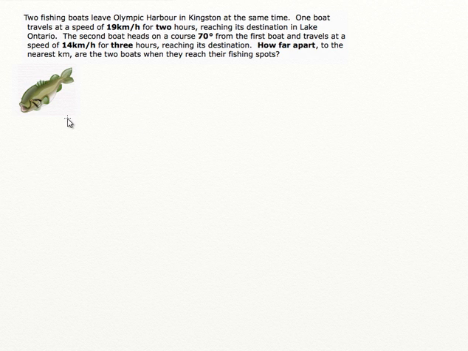It says two fishing boats leave Olympic Harbor in Kingston at the same time. One boat travels at a speed of 19 kilometers per hour for 2 hours, reaching its destination in Lake Ontario. So let's say that there is Kingston Harbor, the Olympic Harbor, and the first boat is traveling out to here to its final destination. There we go. And it travels at a speed of 19 kilometers an hour for 2 hours.